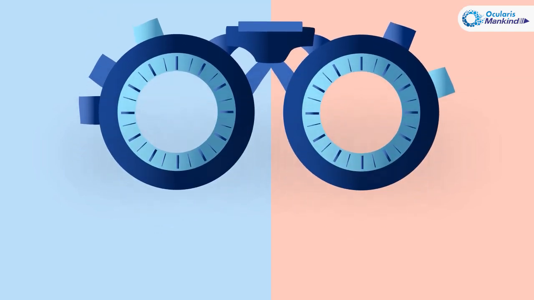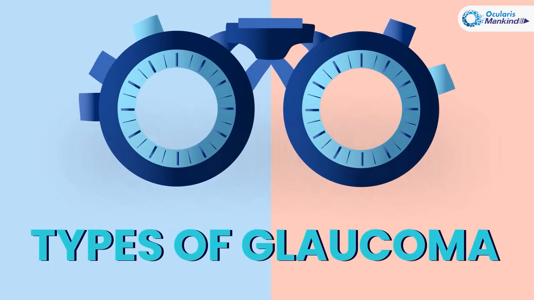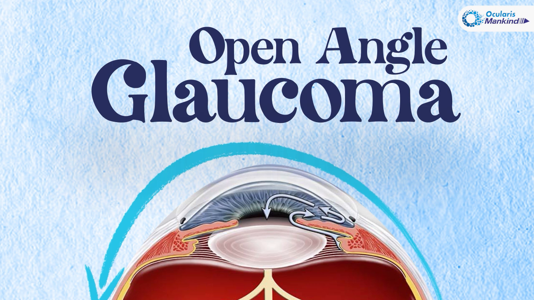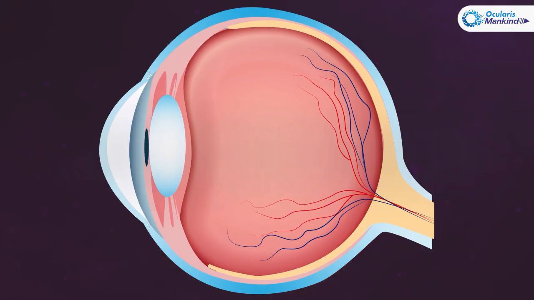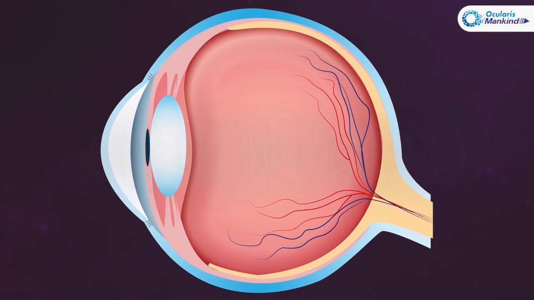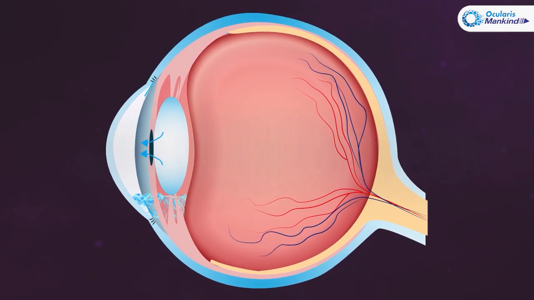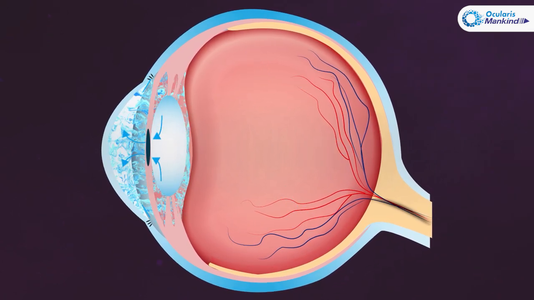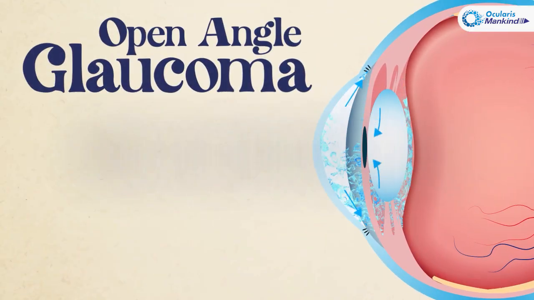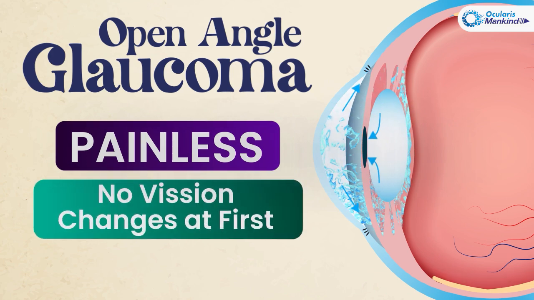Now, I shall discuss the types of glaucoma. The first one is open angle glaucoma. This is the most common type of glaucoma. It happens gradually, where the eye does not drain fluid as well as it should, like a clogged drain. As a result, eye pressure builds and starts to damage the optic nerve. This type of glaucoma is painless and causes no vision changes at first.